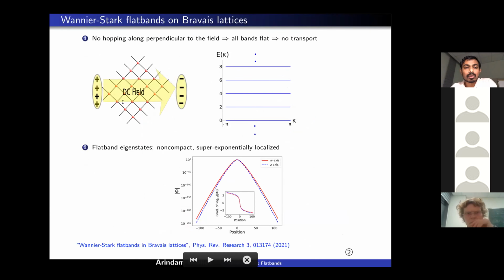For the second case, when we don't allow any hopping perpendicular to the field, all bands turn flat. Flat means there is zero group velocity and the particle cannot transport in such a system. We analyzed the special properties of the eigenstates of such flat bands, and they are non-compact and super-exponentially localized. If you look at the figure, this is the modulus of the eigenfunction amplitude as a function of position on a log-linear scale. This implies the distribution is not exponential; it's faster than exponential. For details, you can look at this reference.